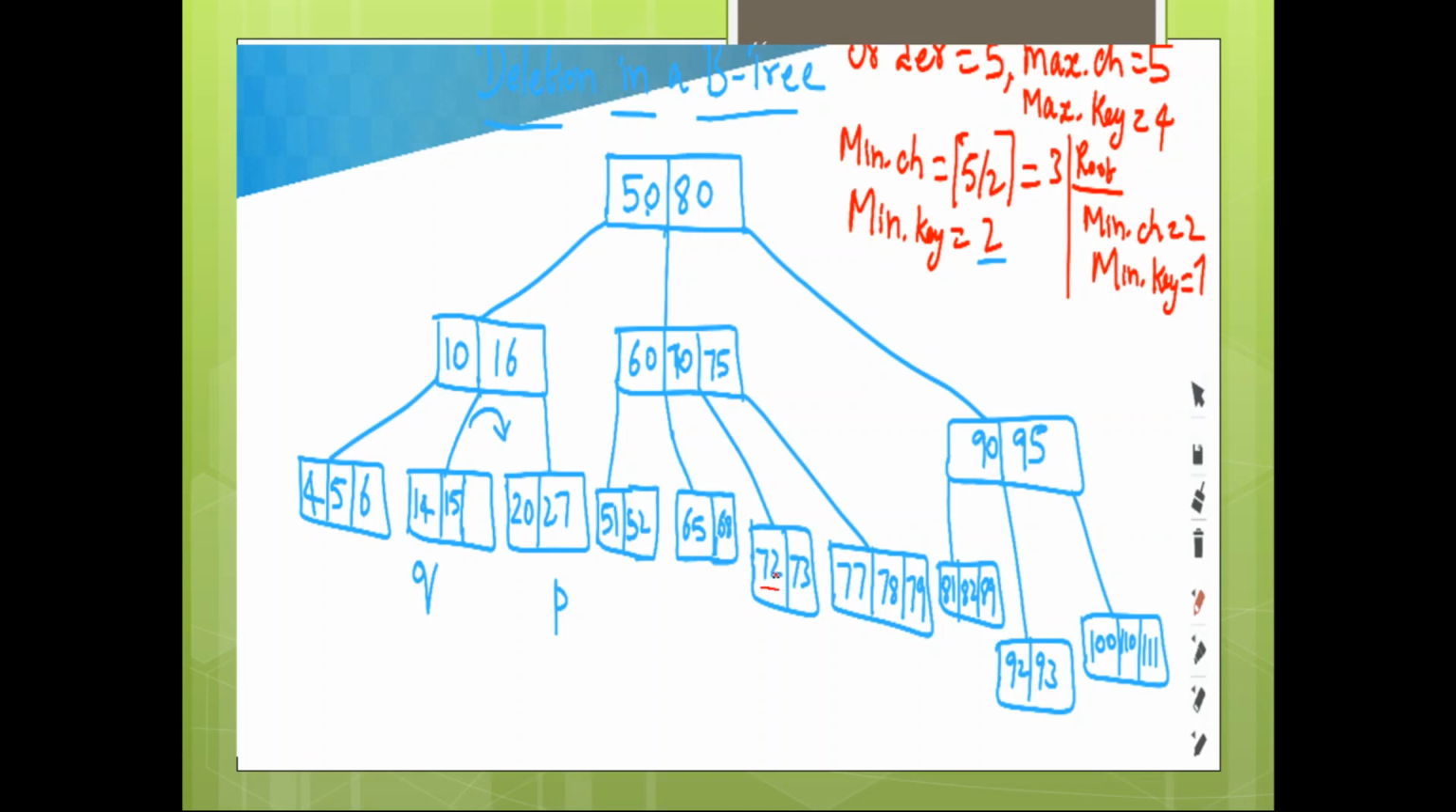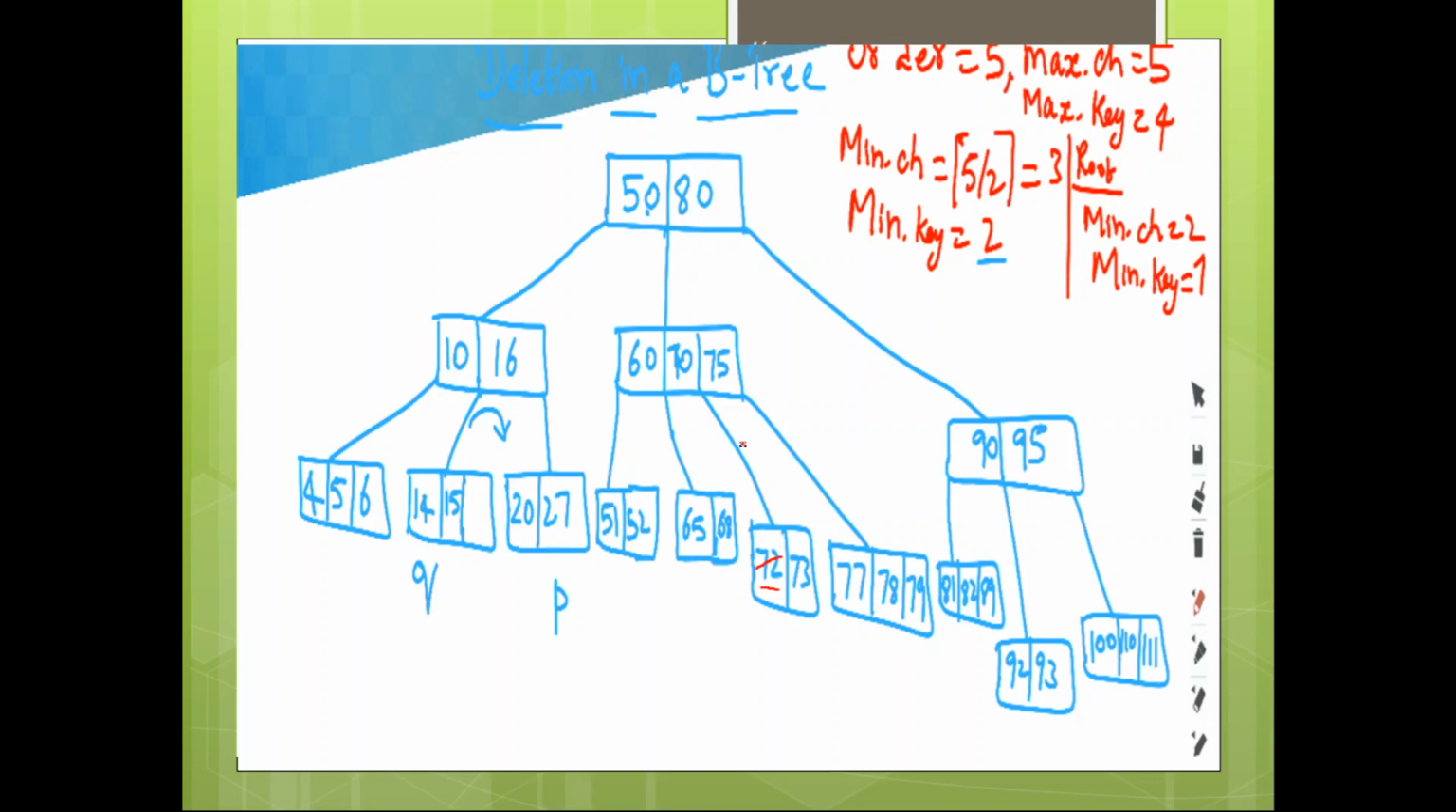Now if we delete 72, this node has only 2 keys, so this node will become deficient. So it should borrow either from its left sibling or from its right sibling. We cannot borrow from the left sibling because the left sibling already has the minimum number of keys, which is 2. So it has to borrow from the right sibling. Can it borrow from the right sibling? Yes, it has 3 keys. So 1 key can be borrowed from the right sibling.